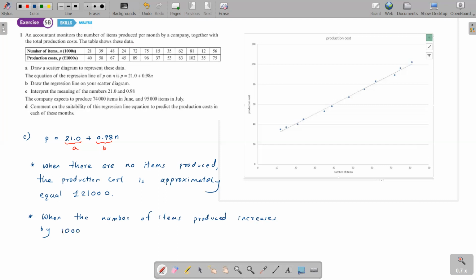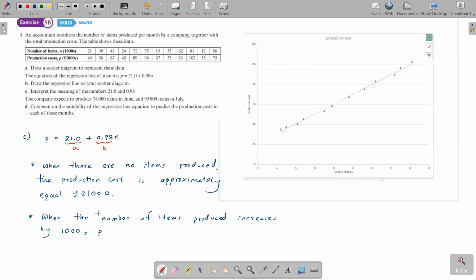That's really important. Normally we change x by 1 unit, but over here, 1 unit is 1,000. So if they said 10,000 here instead of 1,000, I would say 10,000. If they said 100 instead of 1,000, I would say 100. It all depends on what they tell you here, the way they specify the unit. So when the number of items produced increases by 1,000, what happens? Y increases or decreases according to b.